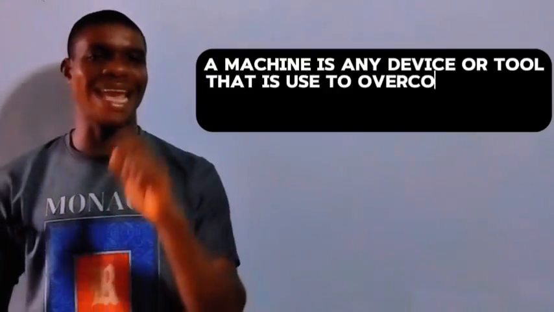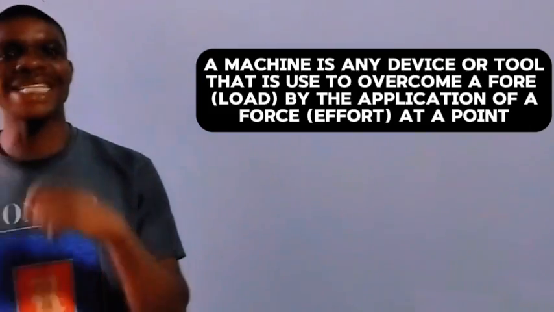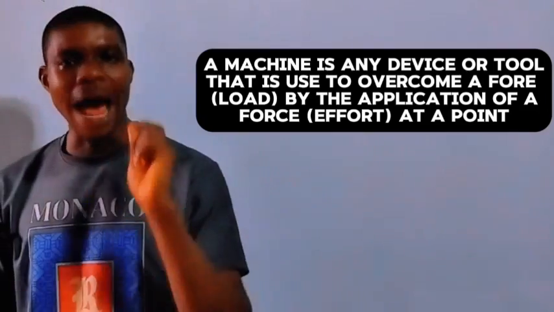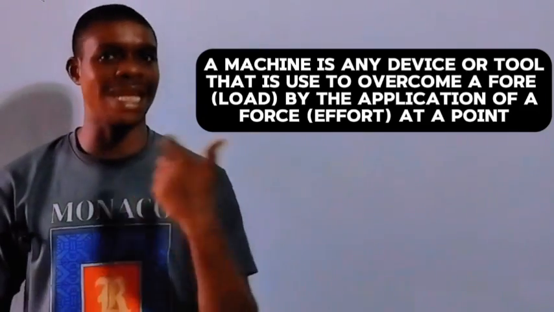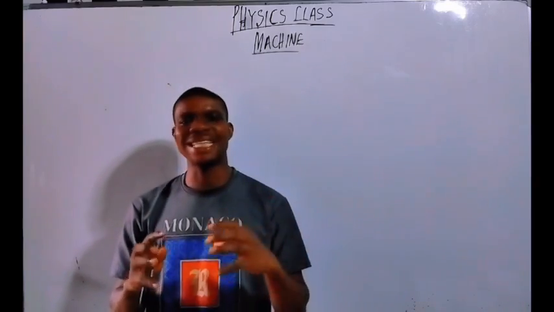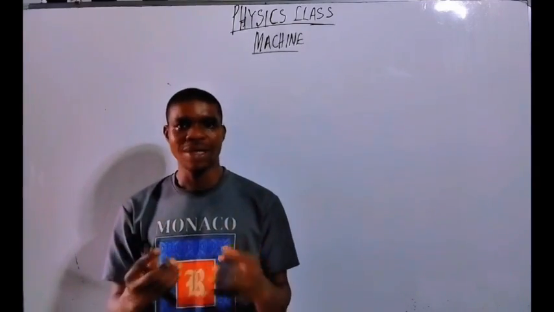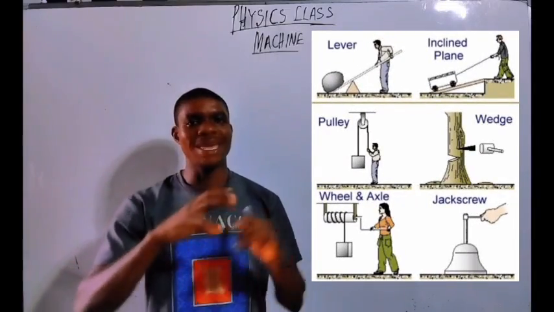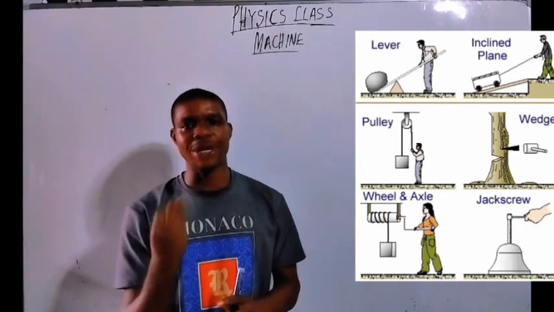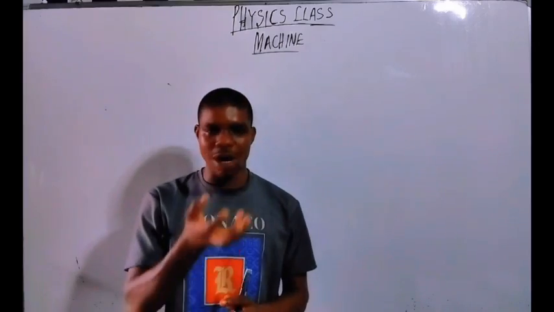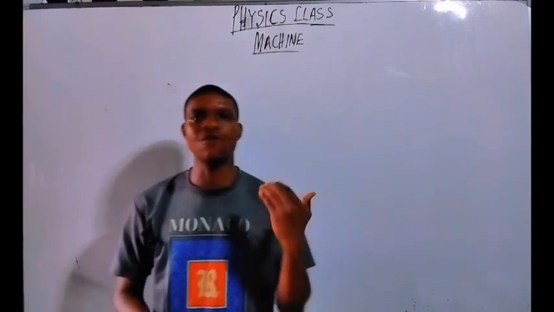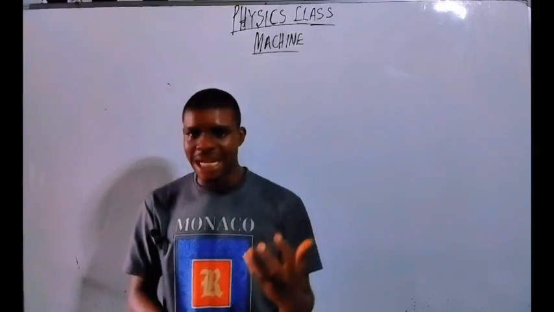A machine is any device or tool that is used to overcome a force or load by the application of a force, which is effort, at a point. So a machine is any simple device or tool that you can use to overcome a large load by the application of effort. The essence of a machine is to apply a small effort in order to overcome a larger load. Do you understand? The essence of a machine is to make things easier for us.